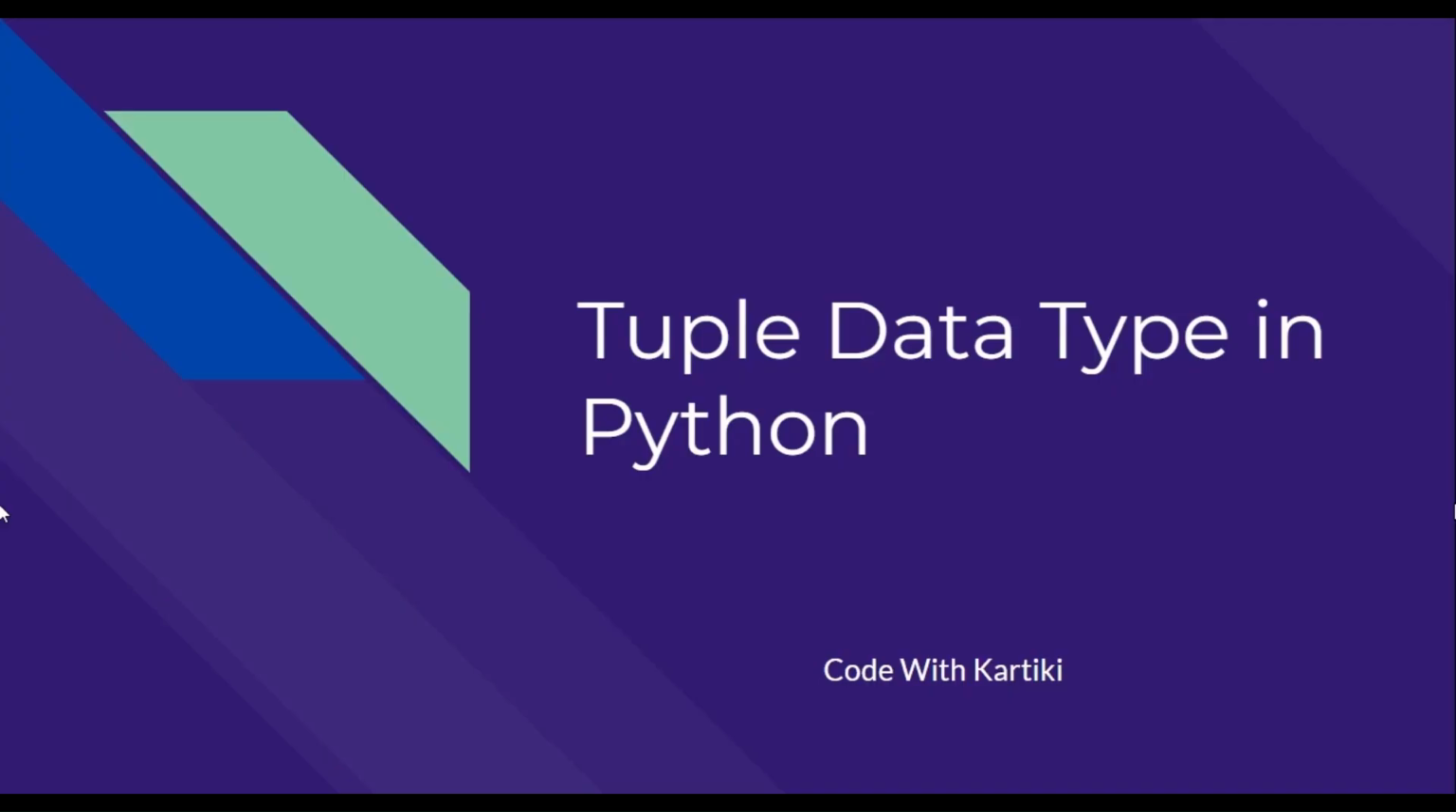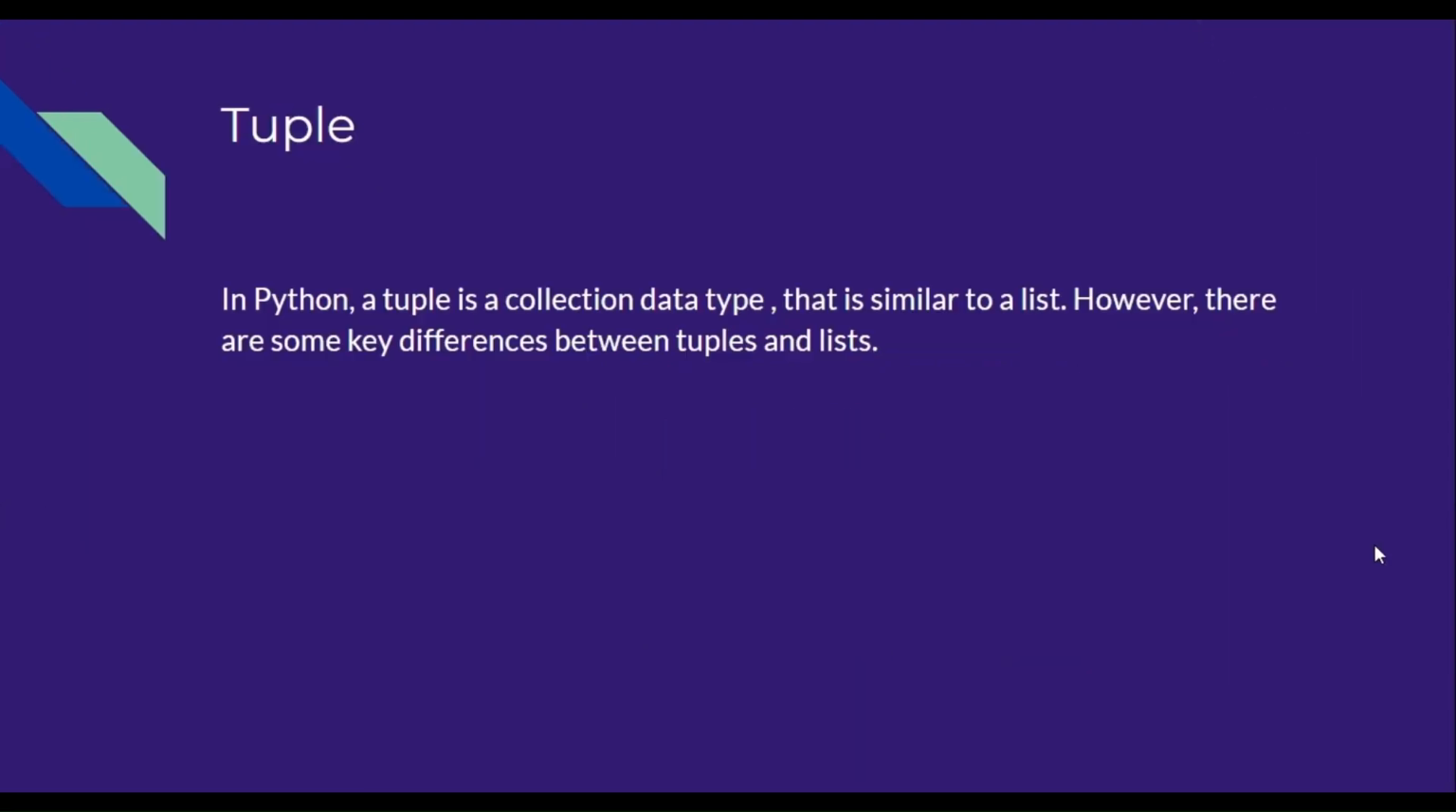Today we are going to see tuple data type in Python. First we will see what is tuple. In Python, a tuple is a collection data type. A collection data type means you can store a group of data in this data type. So this is similar to a list.